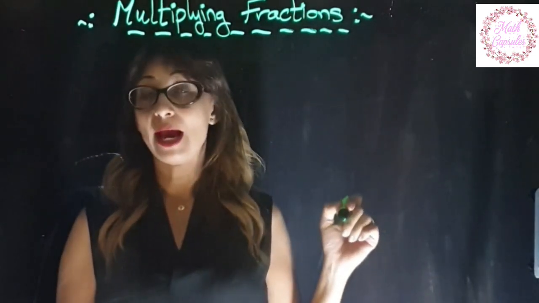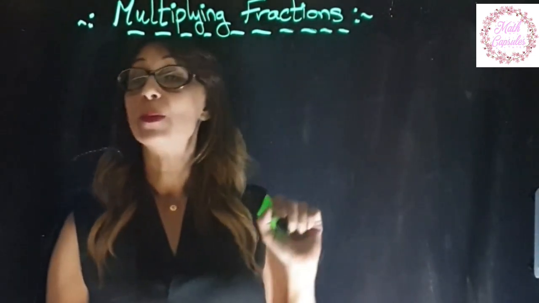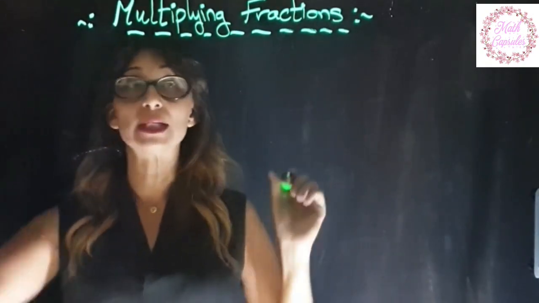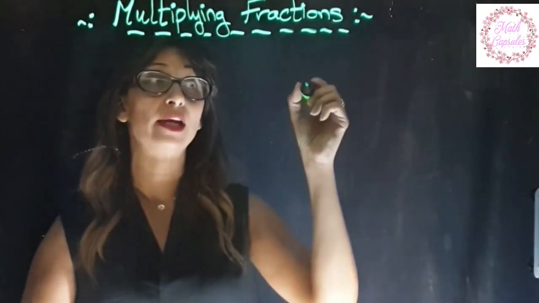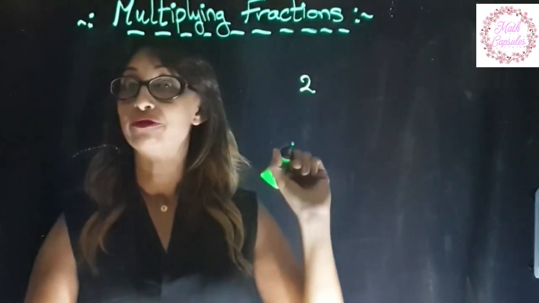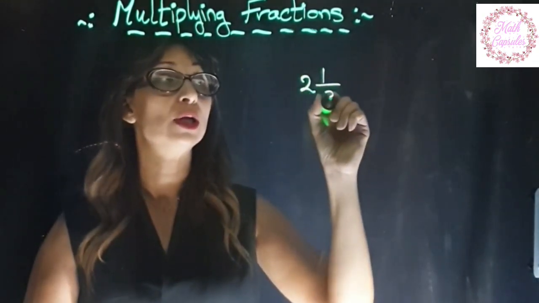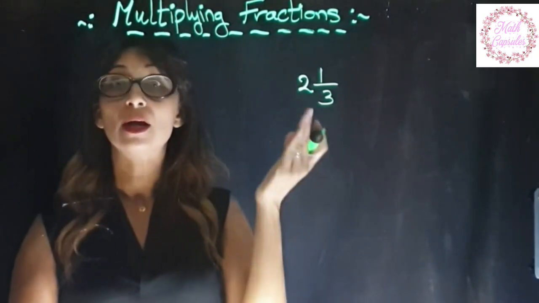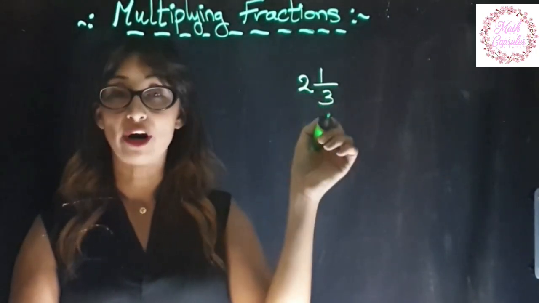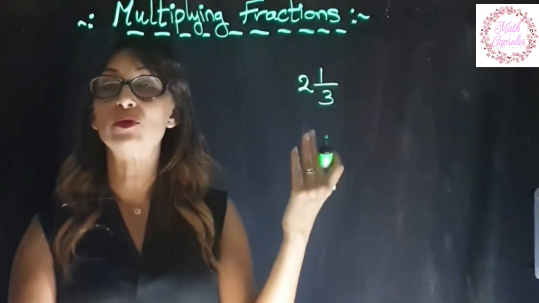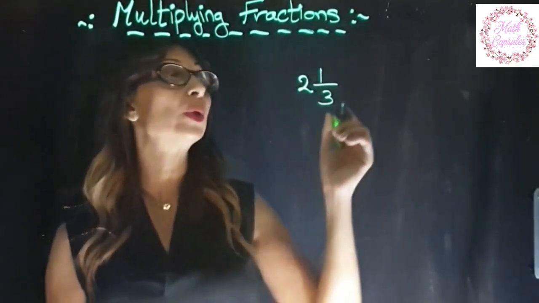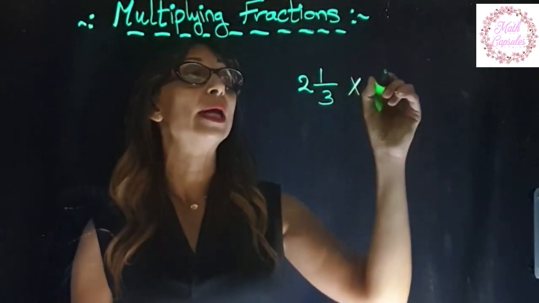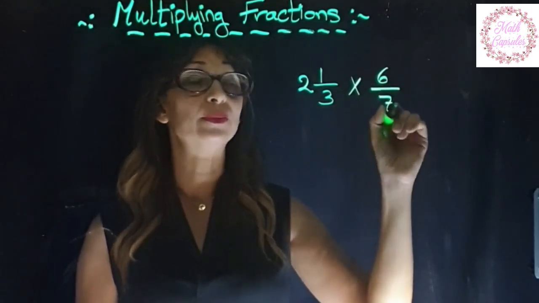by a mixed number, again, what is a mixed number? A mixed number is a number that consists of a whole number part, like 2 for example, and a fraction part like 1/3. So 2 and 1/3, as if it is a whole number and a fraction, both of them together gives me a mixed number. So 2 and 1/3 if I want to multiply by 6/7.